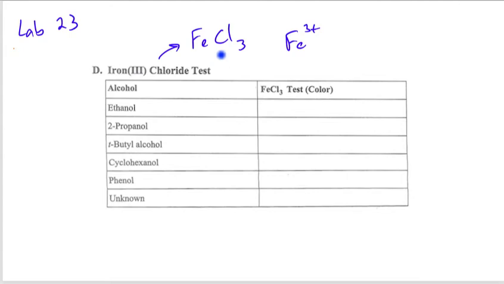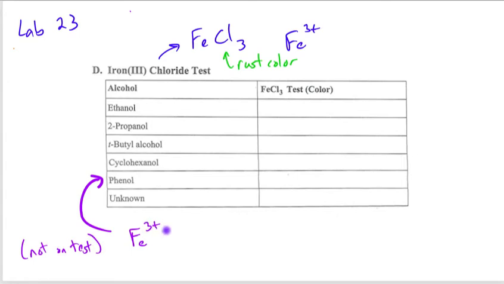This ferric chloride solution is usually a rust color, really. If it mixes with any kind of normal alcohol, it just stays this brown, yellow, rusty color. But with phenol, it does something pretty dramatic. I'll go ahead and write this reaction out. I'll just say not on test. Again, that ion by itself looks like rust.